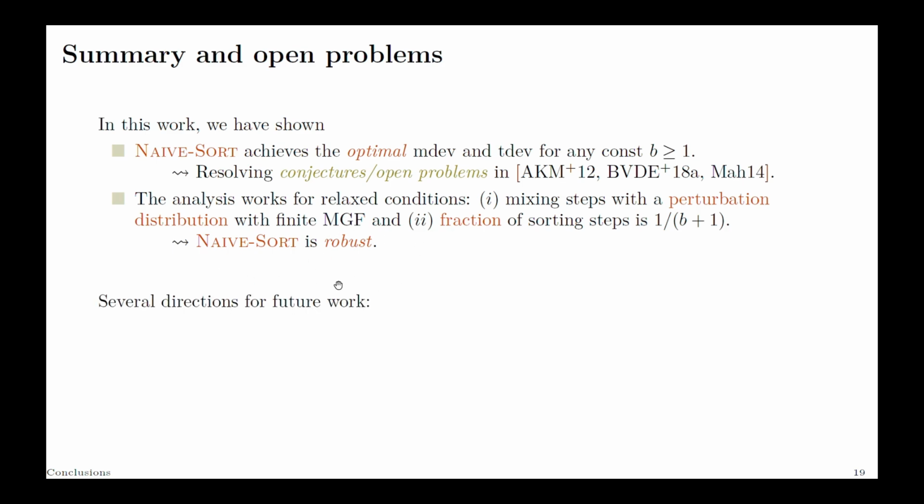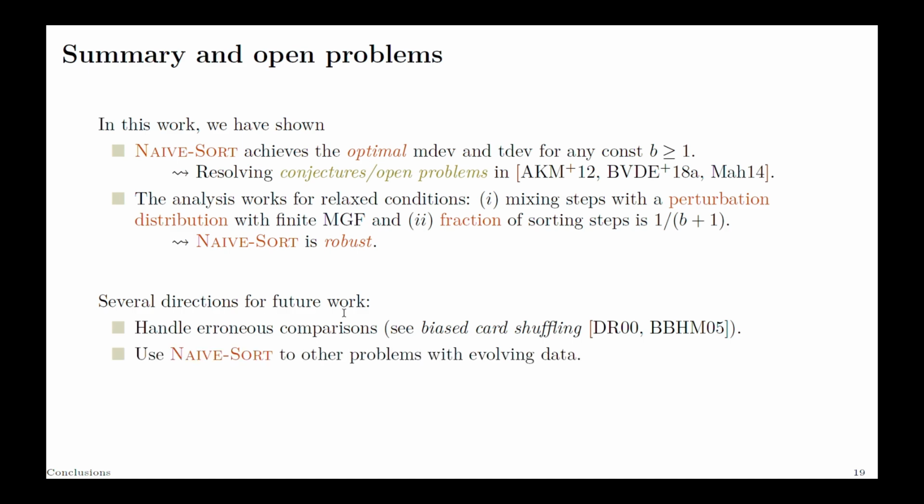There are several directions for future work. For example, handling erroneous comparisons. This has been also studied under the term biased card shuffling. Another direction is using naive sort or similar simple algorithms for other problems with evolving data, and also applying some of the analysis techniques. In particular, the decoupling of sorting and mixing steps may be of use to other problems with evolving data, while the potential function technique may be useful for other self-stabilizing algorithms.